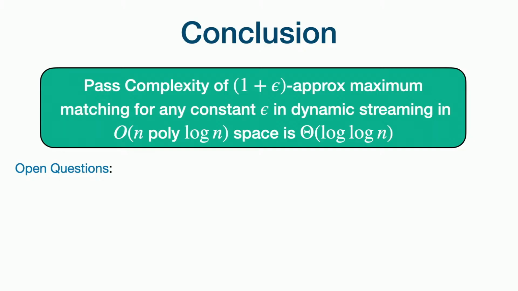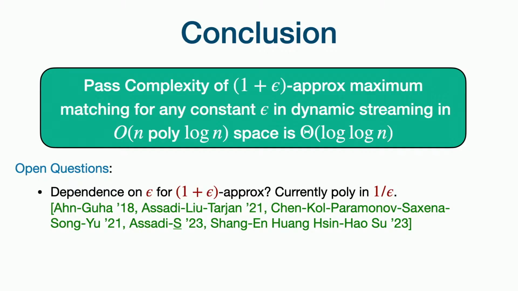And I want to also mention 2 open problems. One is what's the right dependence on epsilon? The n dependency is going to be log n. But if we want a 1 plus epsilon approximate matching, what is exactly the dependence on epsilon in the number of passes? What we know is that it's going to be polynomial in 1/epsilon.